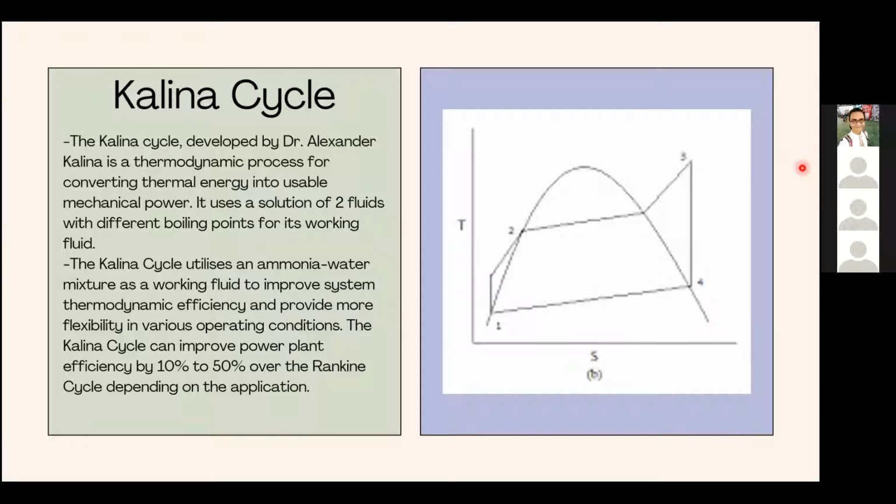Okay. The Kalina cycle was developed by Dr. Alexander Kalina, and it uses a solution of two fluids with different boiling points for its working fluid. It utilizes an ammonia-water mixture as a working fluid to improve the system's thermodynamic efficiency and provide more flexibility in various operating conditions. It can improve the efficiency of a power plant by 10 to 50% over the Rankine cycle, depending on the application.